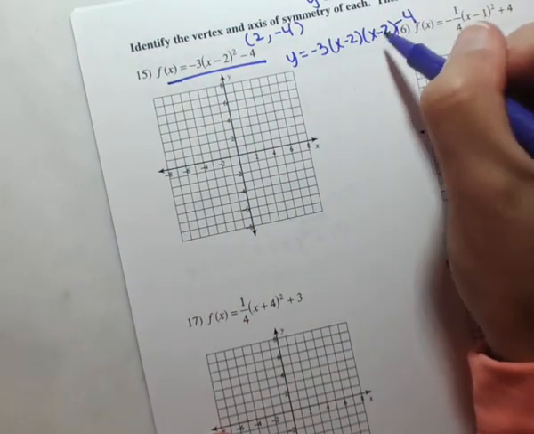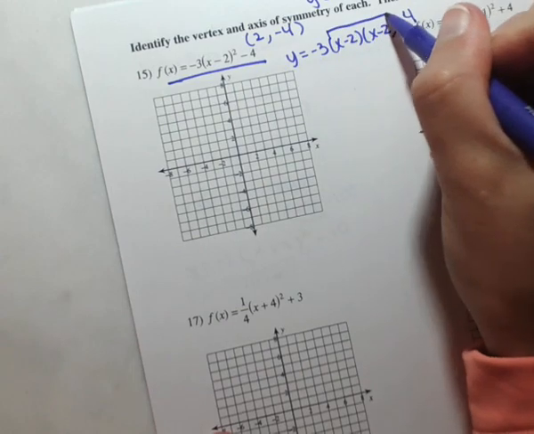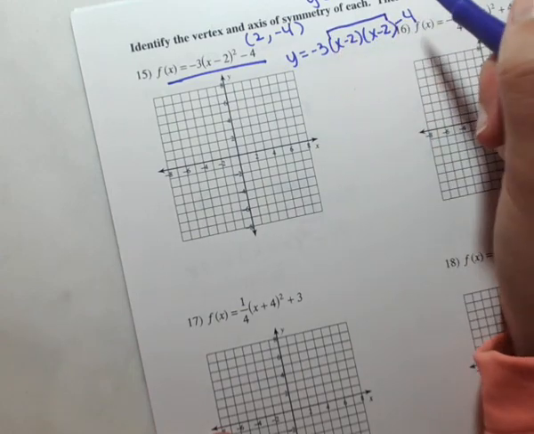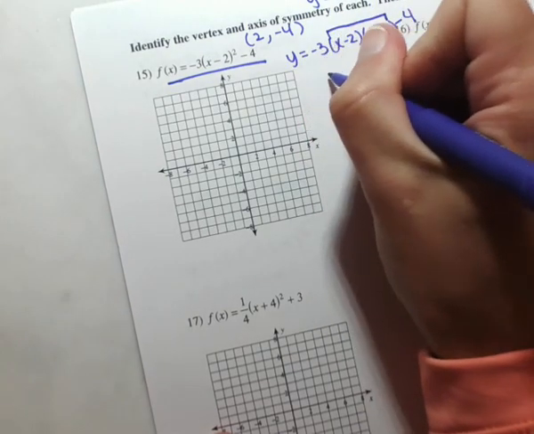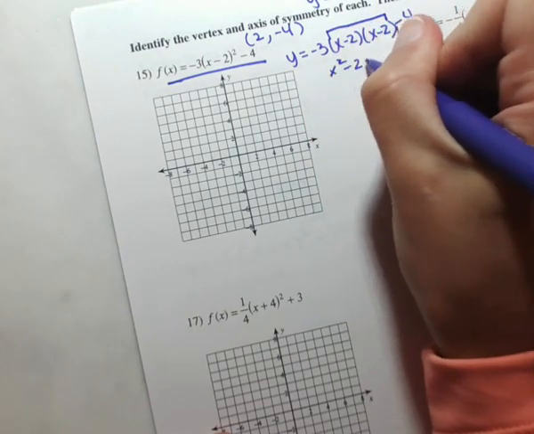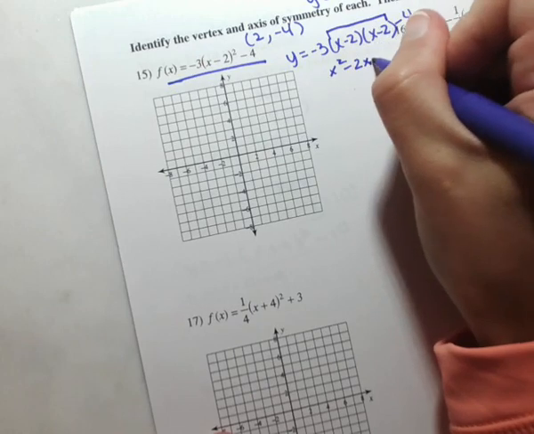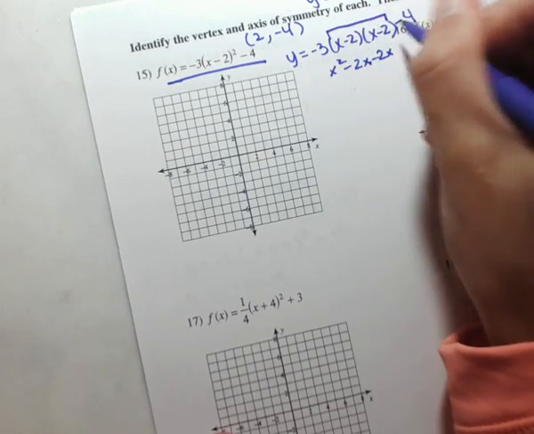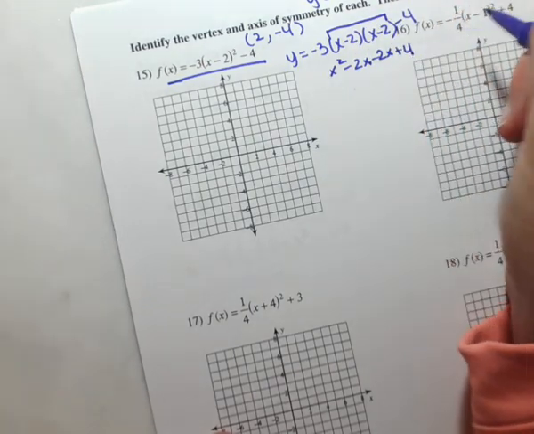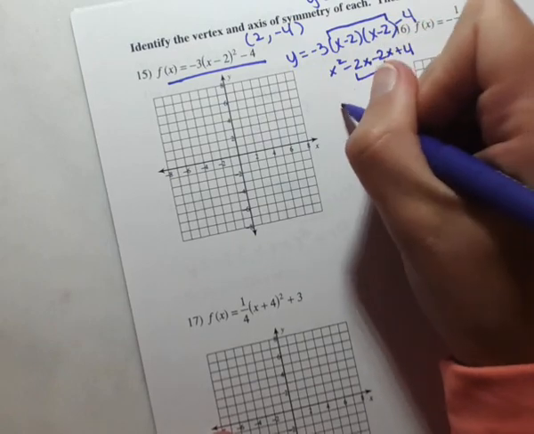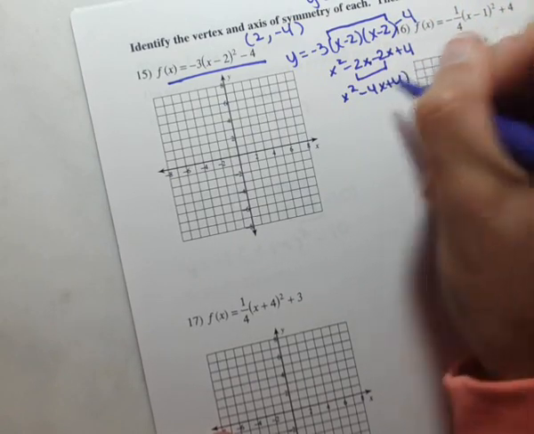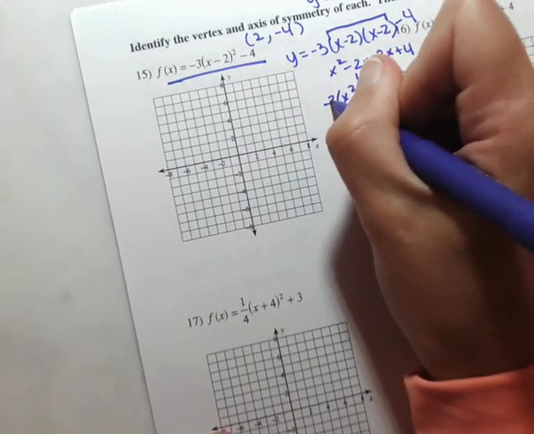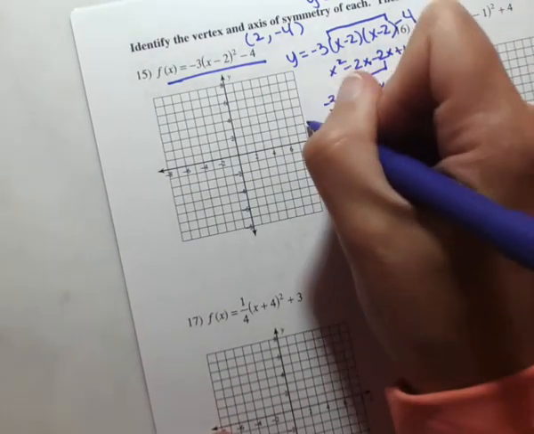So all you do to get to standard form is start with parentheses. You're using your order of operations, or PEMDAS. You always start with parentheses first. So you're going to FOIL these together. So you get x squared minus 2x minus 2x, and then -2 times -2 is +4. I can combine these two in the middle to be -4x plus 4. And then I have my -3 out front and my -4 on the end.